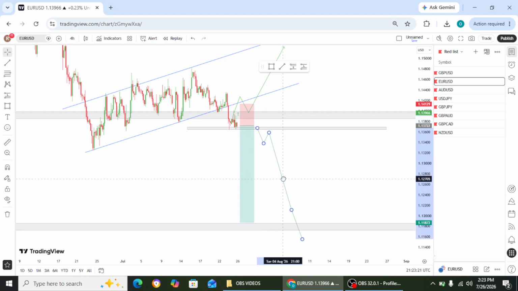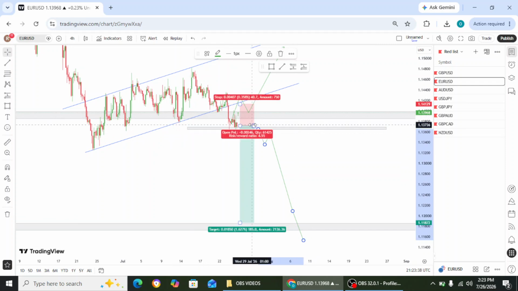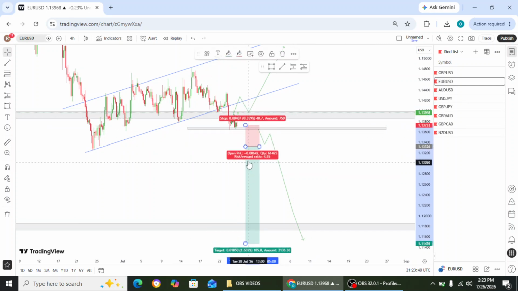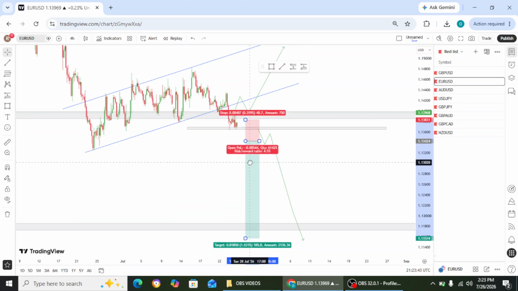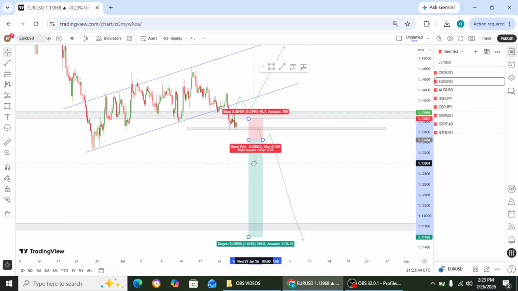This is where we should be looking for our entry, at the break of this structure. At the break of this structure, we should be looking for our entry, okay? No longer at this level, because of this level of support, this level of rejection that the market is finding around this price. Okay, so that is what we'll be expecting until the market breaks through this structure. We don't have business with selling this market.